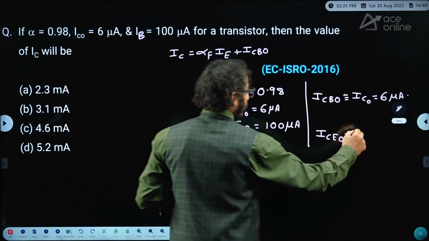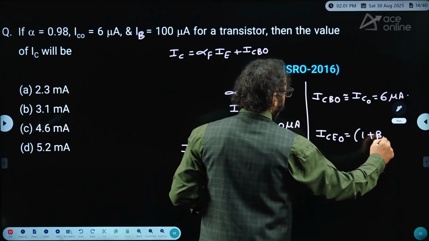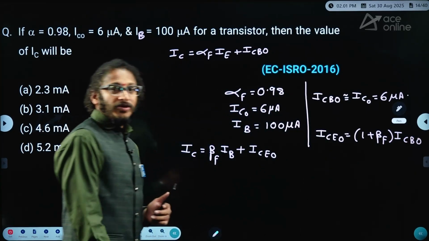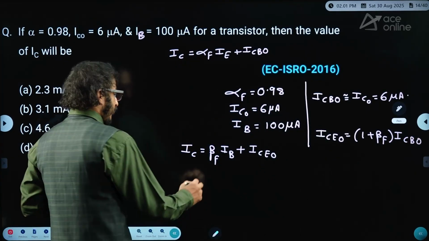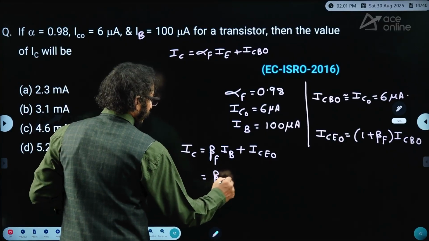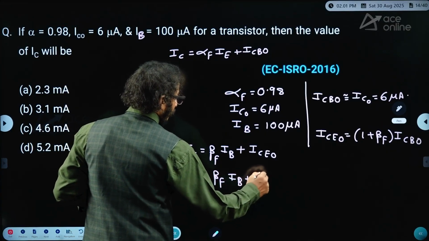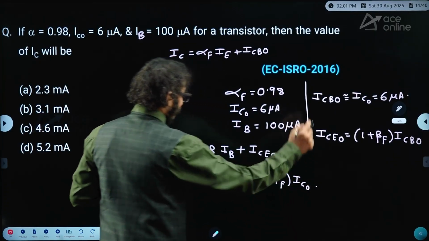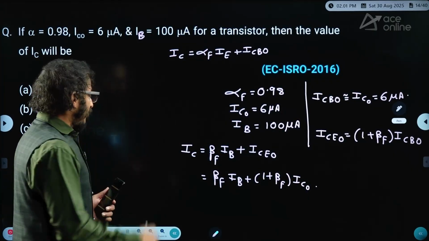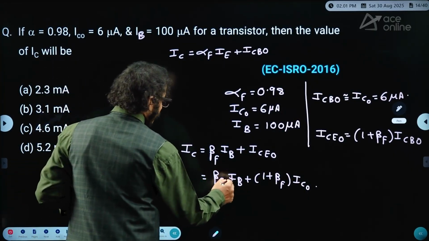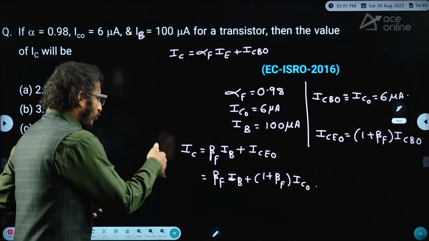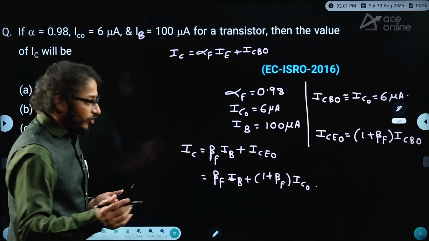I_CEO is nothing but 1 plus beta F times I_CBO. Right? 1 plus beta F times I_CBO. Therefore, I_C is equal to beta F times I_B plus 1 plus beta F times I_C0. That's it. I_C0 is given by the examiner, I_B is given by the examiner, and alpha F is given by the examiner. If I know beta, I'm going to get the answer. I hope you know beta.